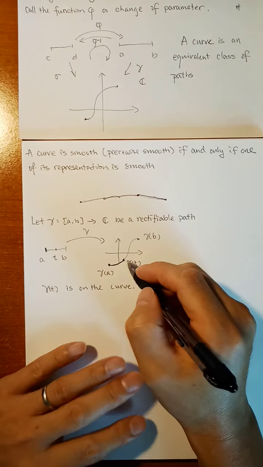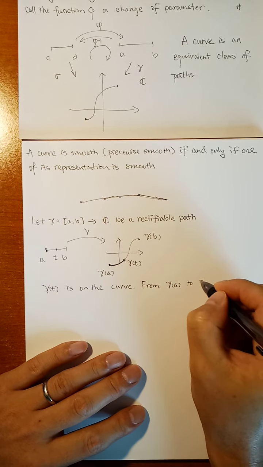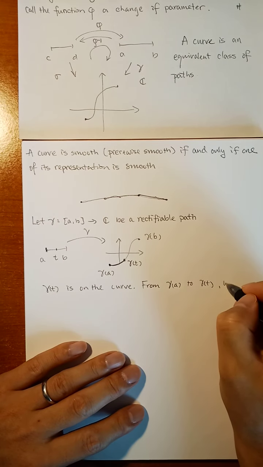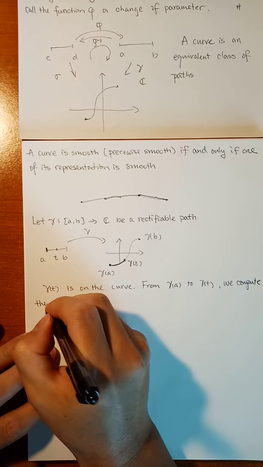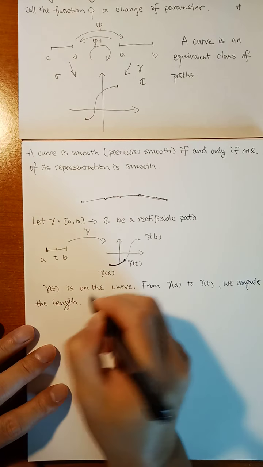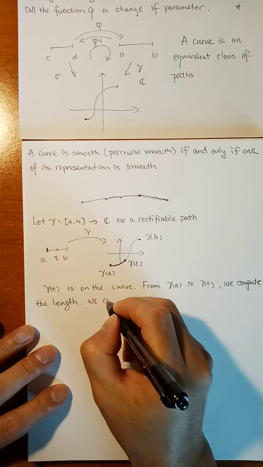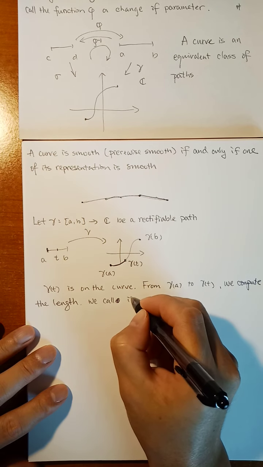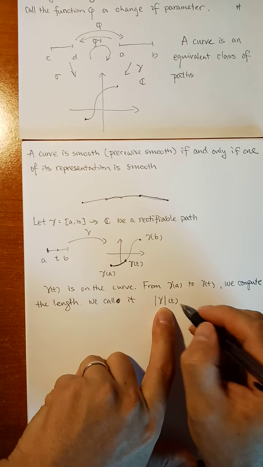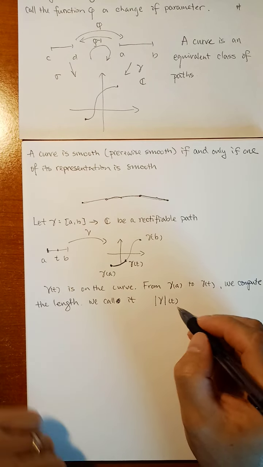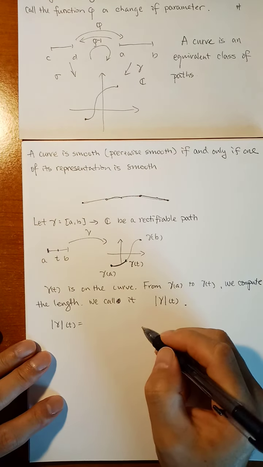Then from gamma A to gamma T, there is a curve, and we compute the length along the curve, the arc length, and we call it the absolute value of gamma evaluated at T.